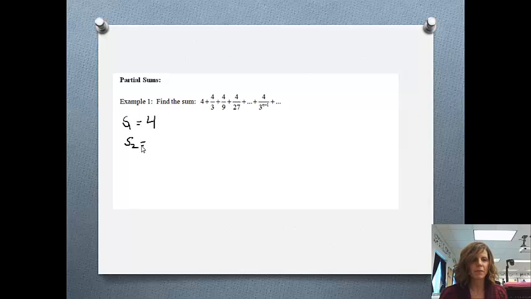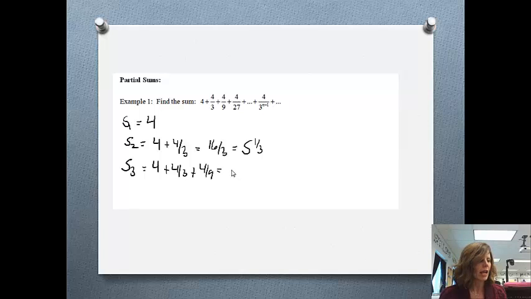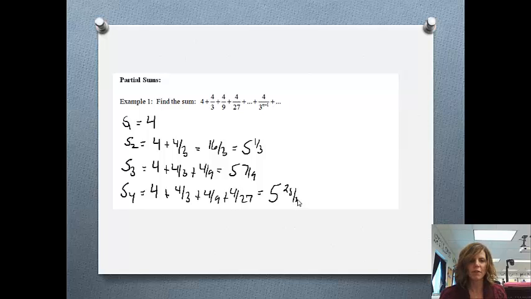So sum 1 would just be, if I just took the first number, 4. The second sum would be 4 plus 4/3, which would equal 16/3, or 5 1/3. All right, my third sum would be 4 plus 4/3 plus 4/9. Each time you're just adding a number, and if we did that, we'd get 5 7/9, right? Sum 4 would mean we'd add 4 of them now, 4 plus 4/3 plus 4/9 plus 4/27, and if I added 4 of them together, I would get 5 25/27.